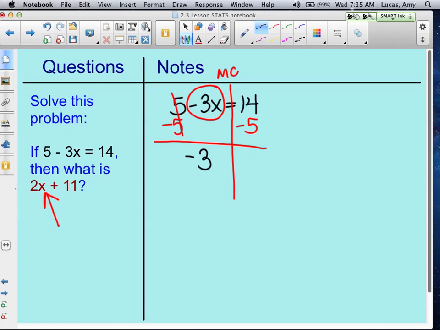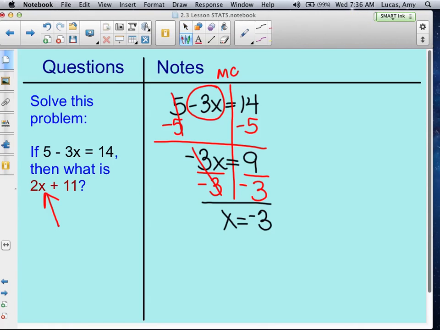I bring down my married couple, and 14 minus 5 is 9. Now I've got one step left. I have to divide by not just 3, but negative 3, because I need to cancel out the negative sign as well as the 3. Dividing that gives me x equals negative 3 for my solution.